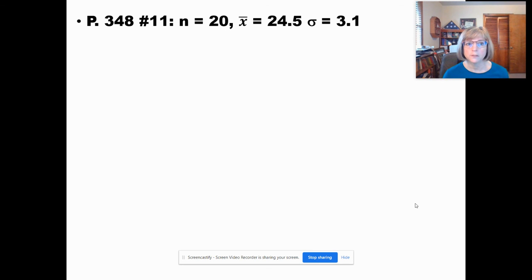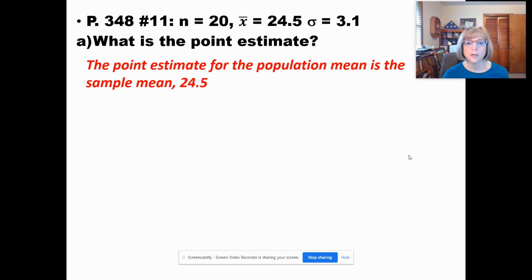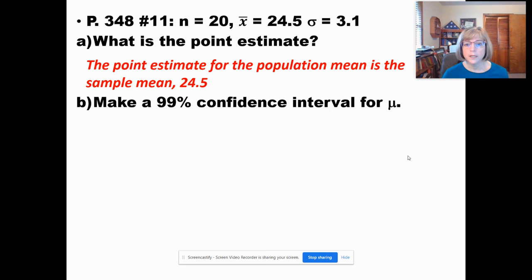Here's problem number 11 from page 348. I've got a sample size of 20, a standard deviation of 3.1, and a sample mean of 24.5. So part A, what's our point estimate? Well, since our sample mean is 24.5, that is what our point estimate is. So to estimate the population mean, we would just say, well, our sample mean is 24.5, so we'll estimate our population mean at 24.5.